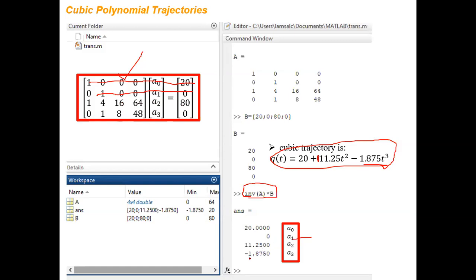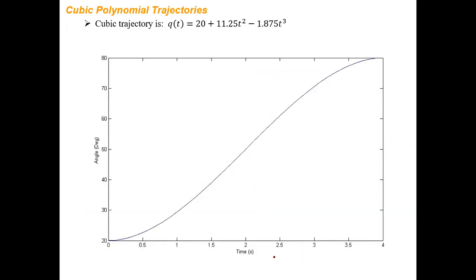Yeah, MATLAB would be way easier. So this is what you do, and then if you plot the trajectory, this is what it looks like. If you have angle in degrees, which is Q, on the x-axis, and time t on the y-axis, then you get the trajectory like this.